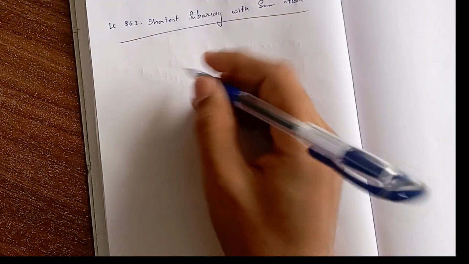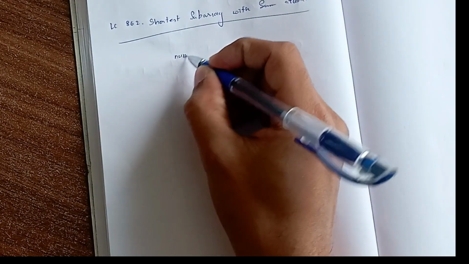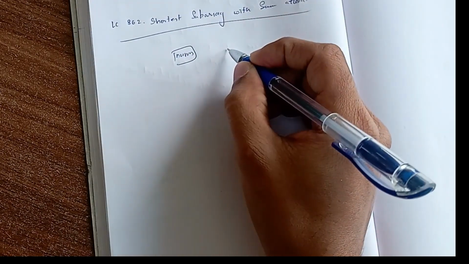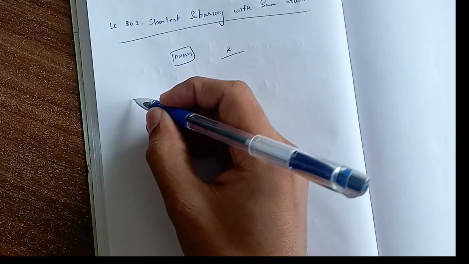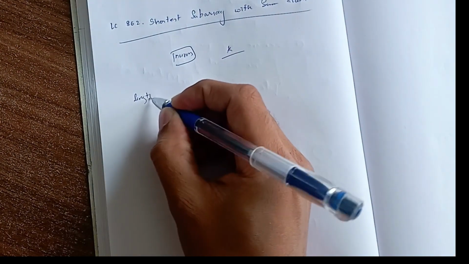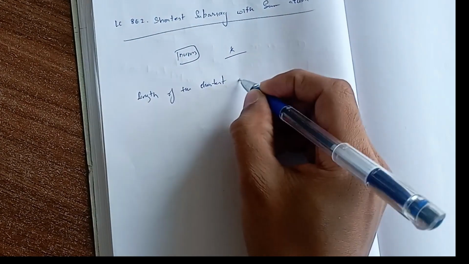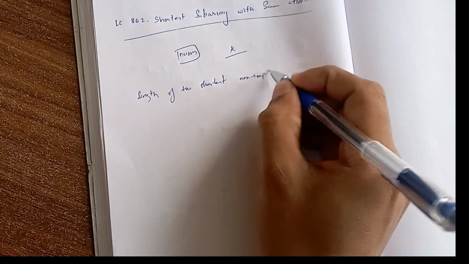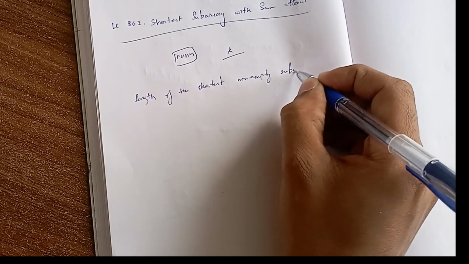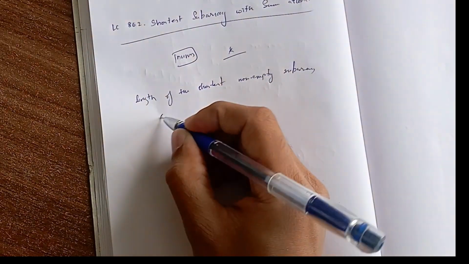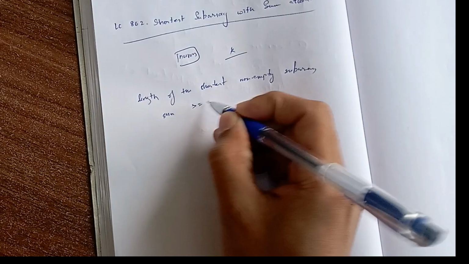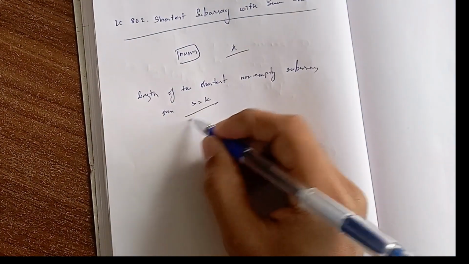So we are given an array of integers nums and an integer k. We need to return the length of the shortest non-empty subarray whose sum is greater than or equal to k. That means at least k.